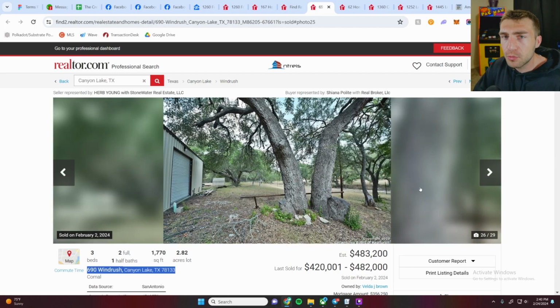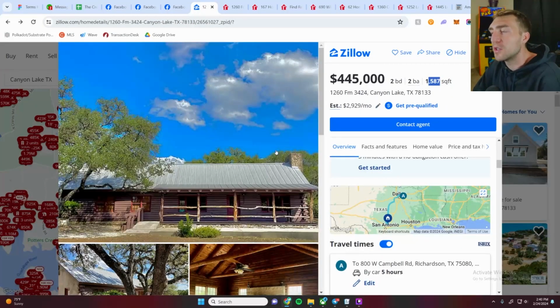So if this is worth 450-ish because it's sold for around that number, how in the world can you tell me this is worth 450? Off of the numbers that I'm thinking, this is worth probably nowhere near that. The sellers are out of their mind. They're out of their mind.